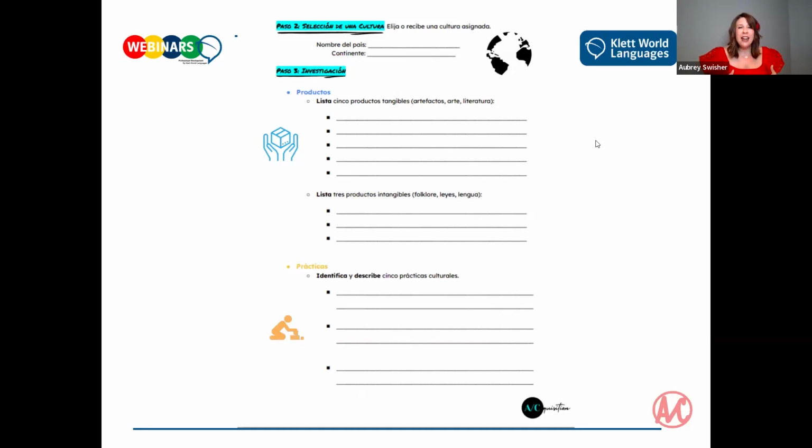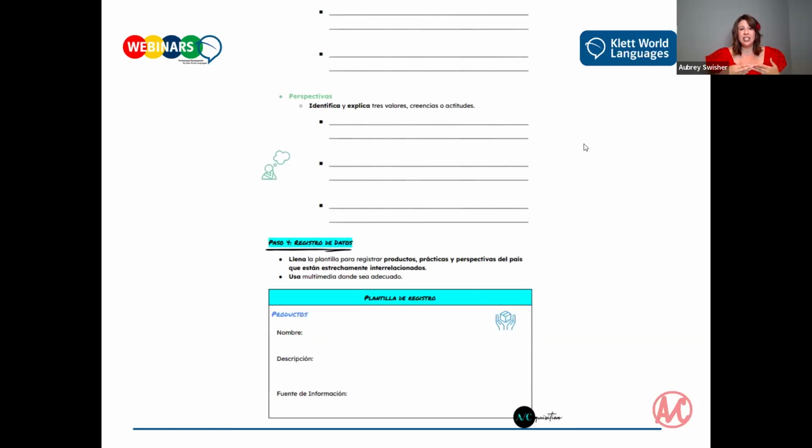And then you can see with the products, wow, it's not just the tangible, but the intangible. So list 5 tangible products and 5 intangible ones. And we've got some examples there again, because we want them to be familiar with all these things that exist, and that a product doesn't have to just be something that you can see and touch. You move on to the practices. Here they have to identify and describe 5 practices, 5 cultural practices. So they really have to know some information here. And then finally, identify and explain 3 values, beliefs, or attitudes.